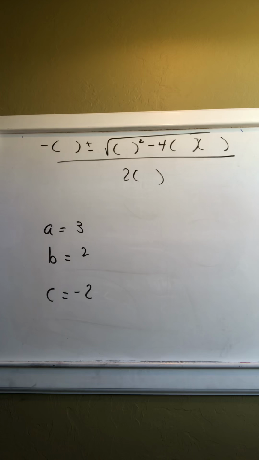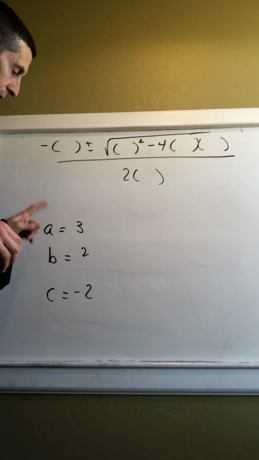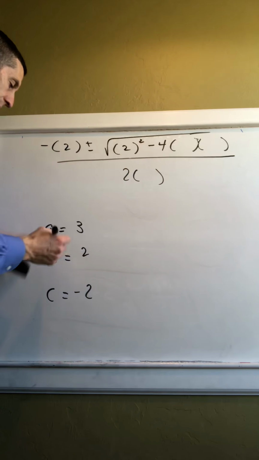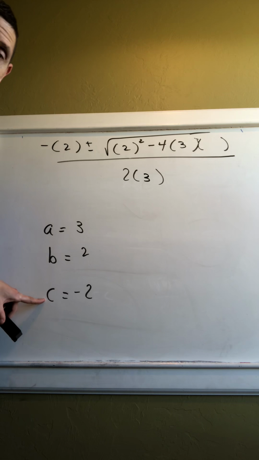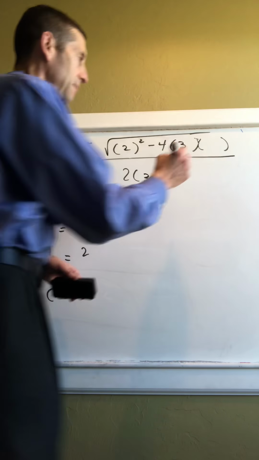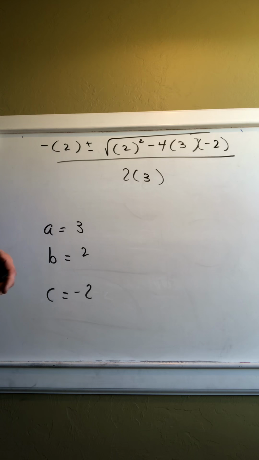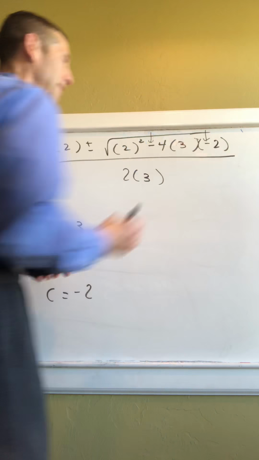So there's the quadratic formula, and I've got it all opened up, ready to substitute in. Here are my A's, B's, and C's. B is positive 2. A is positive 3. C is negative 2. Oh boy, anytime you have a negative C value, you've got to be on the watch for this negative hitting that negative.